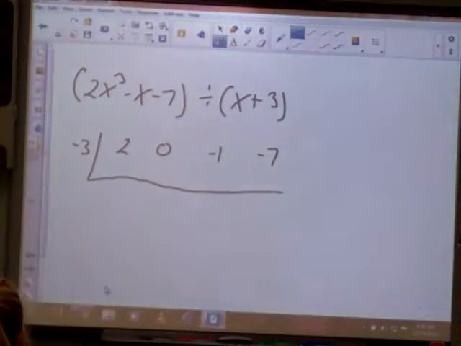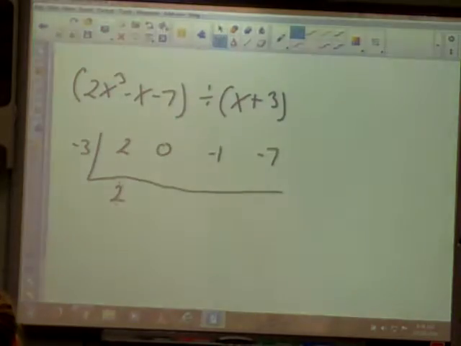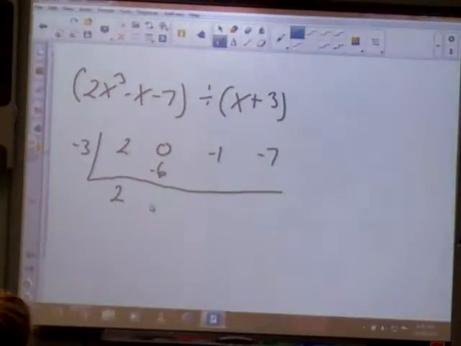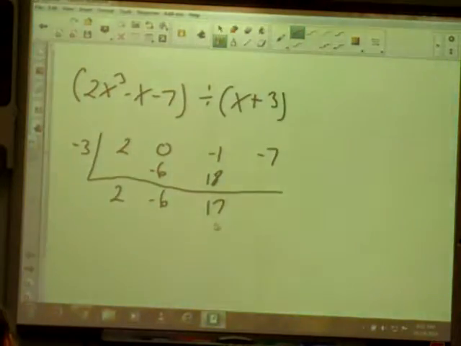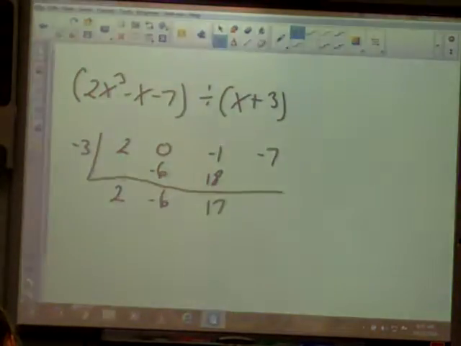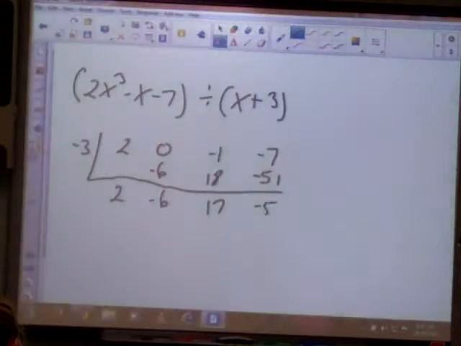Alright, first thing to check, if you're not sure, is make sure you set it up right. Everybody got theirs set up good? Okay. Now to start the thing rolling again, you just drop that first number all the way out. So you drop the 2. Now we multiply. 2 times negative 3 is negative 6. And then we add. 0 and negative 6 is negative 6. Gets me a new number to multiply. Negative 6 times negative 3 is 18. I add. Negative 1 plus 18 is 17. That gets me a new number to multiply. 17 times negative 3, I think is negative 51. Okay, I add and I get negative 58.